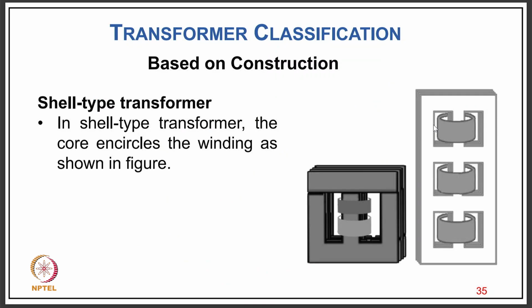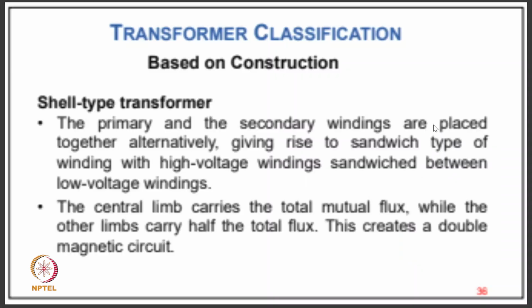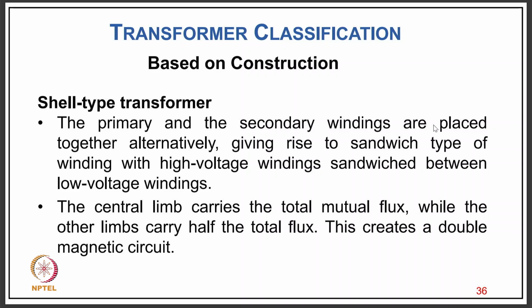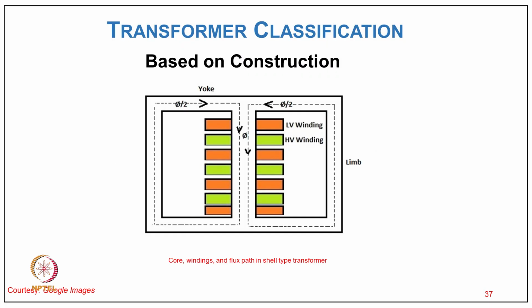So we have a shell type of transformer, single phase, where we put the primary and secondary both on the central limb, and in three phase also we have a three-limb construction. There is one type of construction, and there is another, the shell type, where we put all three windings on the central limb, even in the case of three phase. In the shell type transformer, the primary and secondary windings are placed together alternately, giving rise to a sandwich type of winding, with the high voltage winding sandwiched between the low voltage windings, and the central limb carrying the total mutual flux, while the other limbs carry half the total flux. This creates a double magnetic circuit.